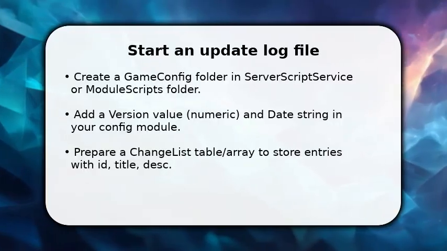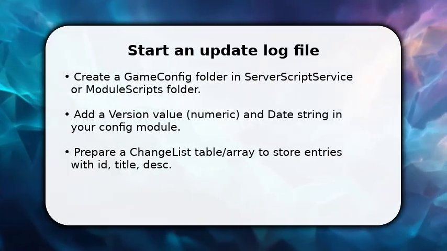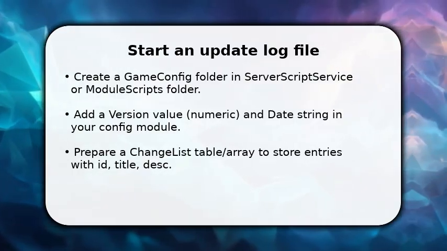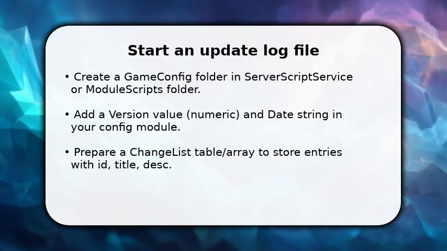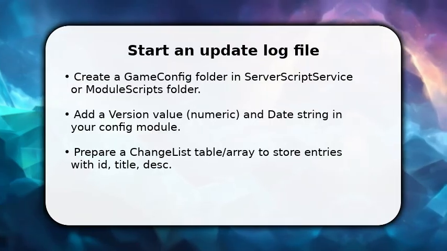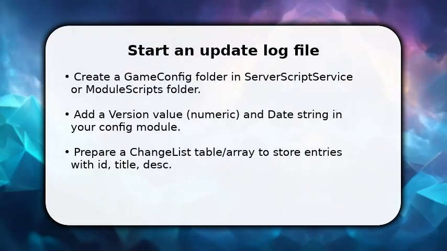You begin by creating the actual data holder for your update log. Put a module script or folder in ServerScriptService so it's secure. Once done, add a numeric version field and a date string so you can compare versions programmatically. Then build a changelist table or array that stores each entry with an ID, short title, and description.